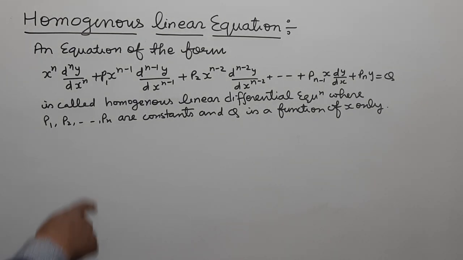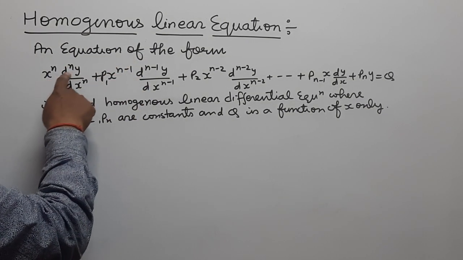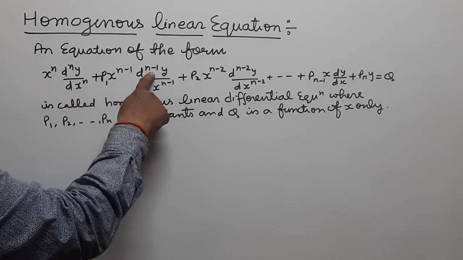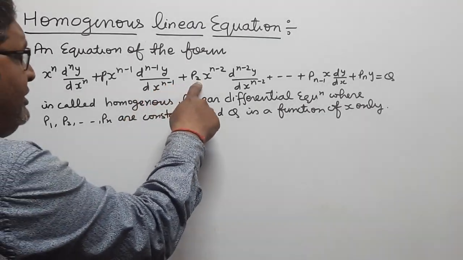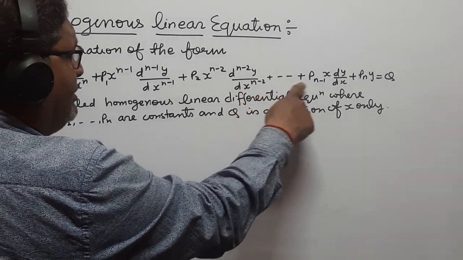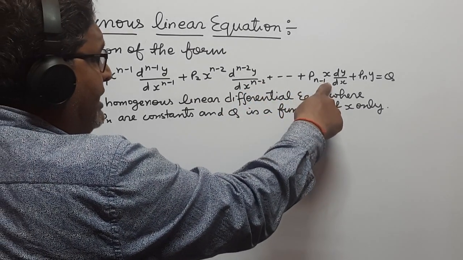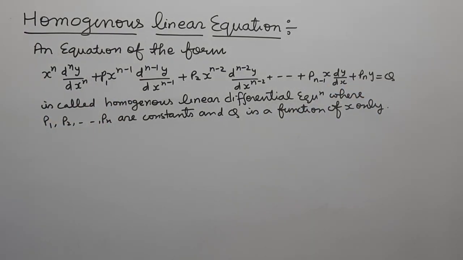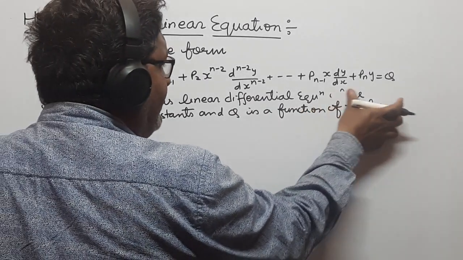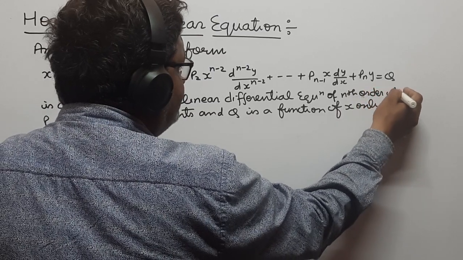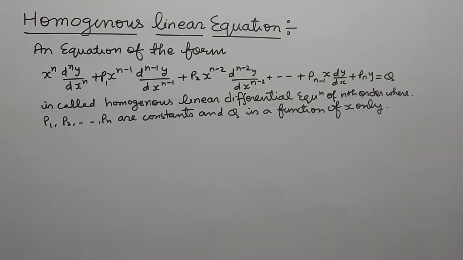Here you can see that an equation of the form x to the power n d^n y by dx^n plus p1 times x to the power n minus 1 d^(n-1) y by dx^(n-1) plus p2 times x to the power n minus 2 d^(n-2) y by dx^(n-2) and so on, p(n-1) times x dy by dx plus pn y is equal to q is called homogeneous linear differential equation of nth order, where p1, p2, pn are constants and q is a function of x only.